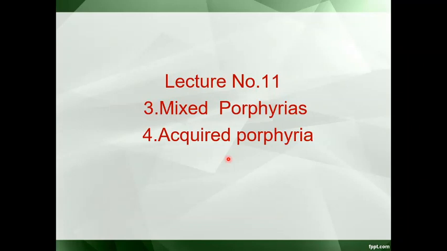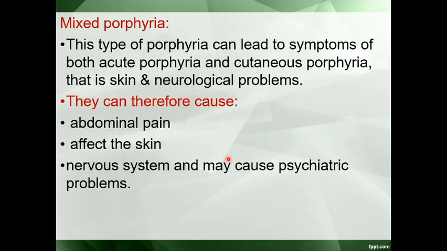Mixed porphyria and acquired porphyria. First, we'll discuss the mixed porphyria. This type of porphyria can lead to symptoms of both acute porphyria and cutaneous porphyria. Right? That is, the skin and the neurological problems are there. They can therefore cause abdominal pain, affect the skin, nervous system, and may cause psychiatric problems.